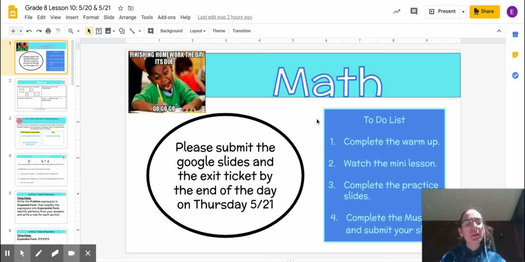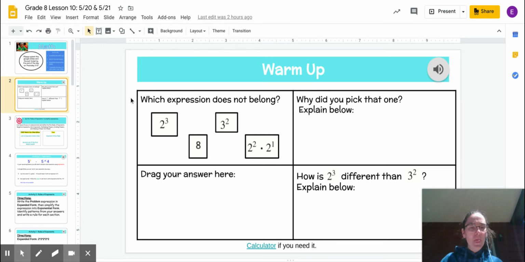Hi, ladies and gentlemen. I want to make a video and go through the expectations for lesson 10 slides, because there is a lot of work that you need to do, and I want to make sure that everybody fully understands what they're going to be graded on and the point values for each slide. So let's take a look at first slide 2, which is our warm-up.